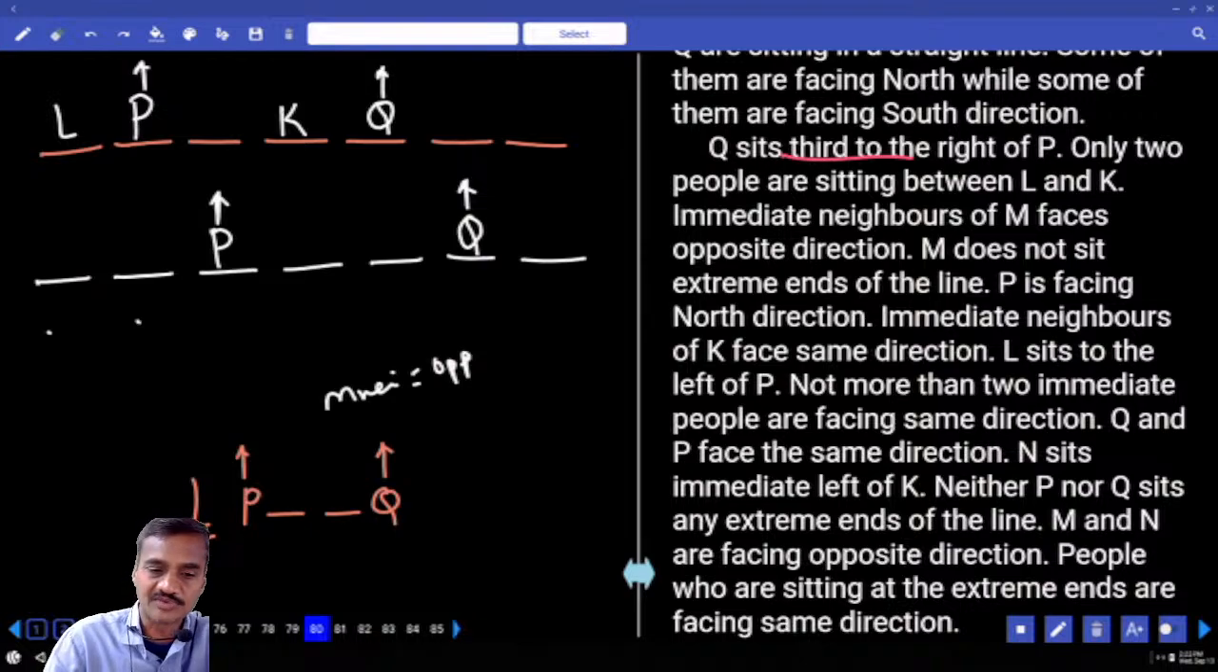Immediate neighbors of K are facing the same direction. K's neighbors are facing the same direction.